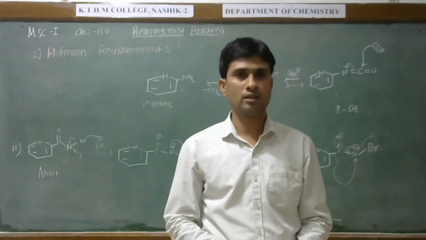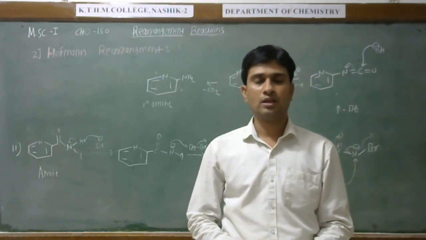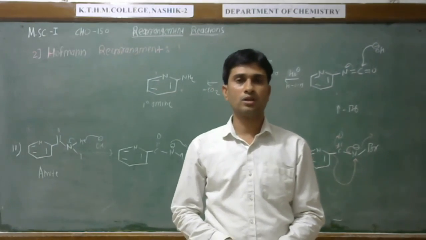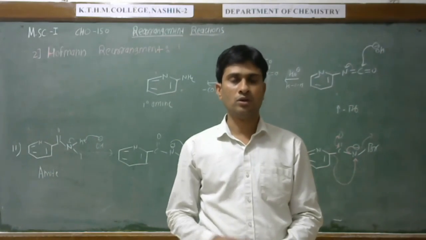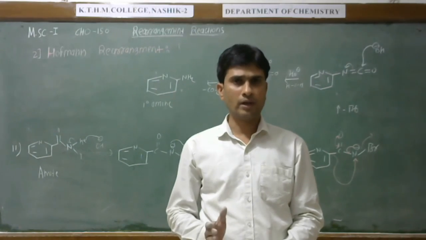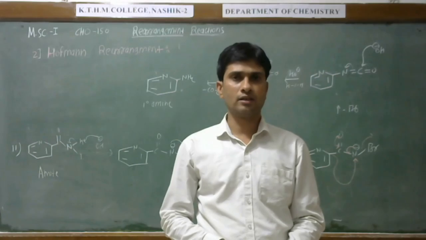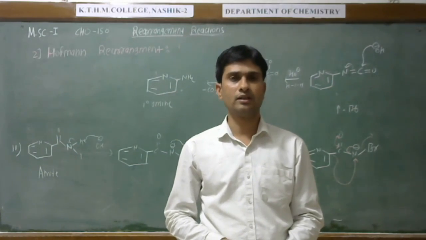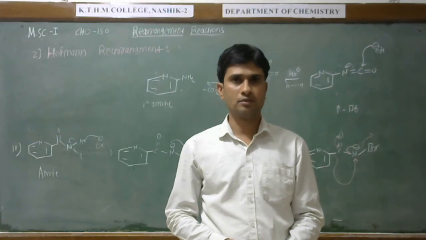So in this lecture we have discussed two rearrangements. One is the Beckmann rearrangement. In Beckmann rearrangement we convert ketoxime to the amide, and now in Hofmann rearrangement we convert the amide to primary amide. In the next lecture we will discuss the remaining rearrangements. Thank you.